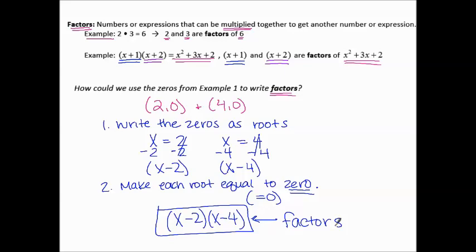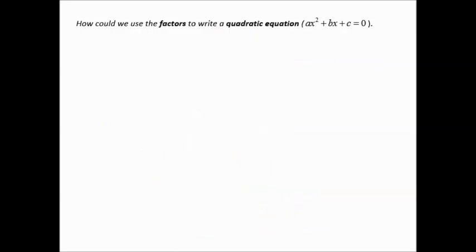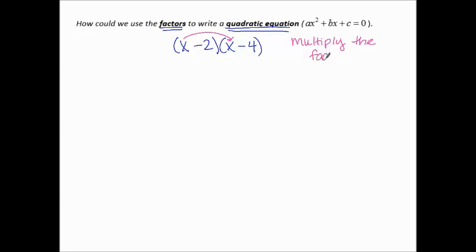So now let's take a look at what we need to do with our factors. So how could we use these factors to write the quadratic equation? The factors that we just got were x minus 2 and x minus 4. If you notice, they're close together and we are going to multiply. We are going to double distribute and multiply these two factors together, because remember, that's what factors are.